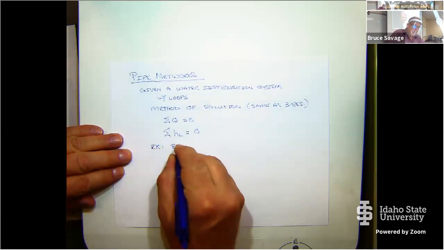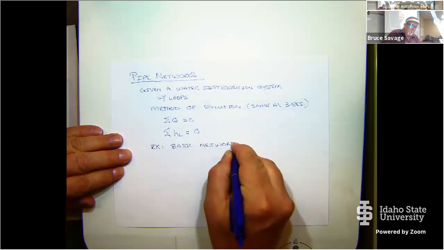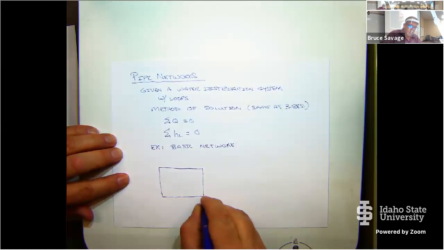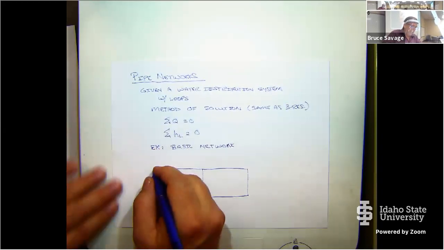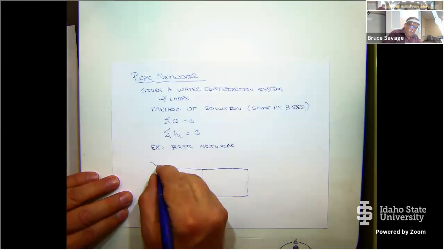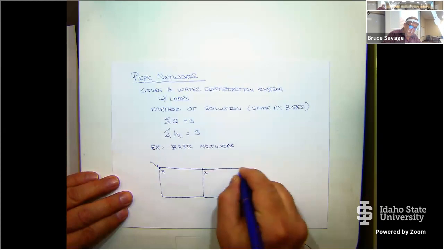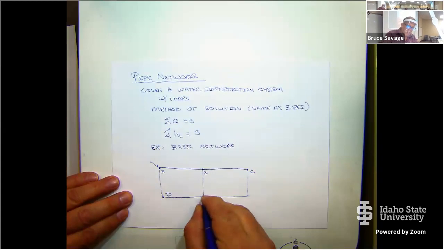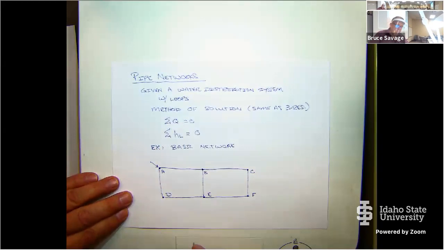a basic diagram, basic network. Okay, I'm just going to draw this as some nice simple shapes. Okay, and we could have flow coming in. So let's go ahead and define this then as A node, B node, C node, D node, E node, and F node.